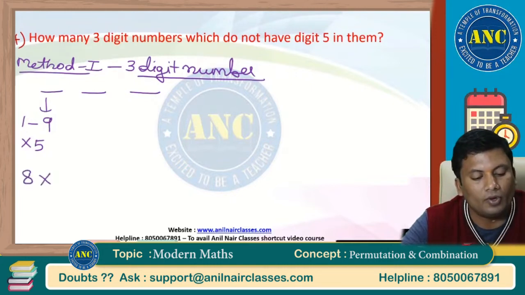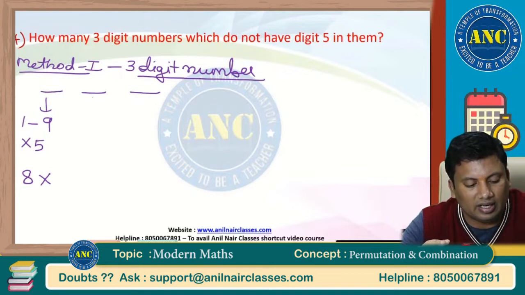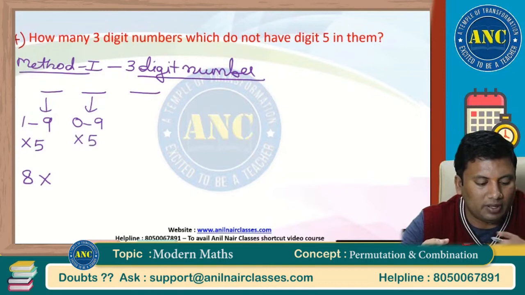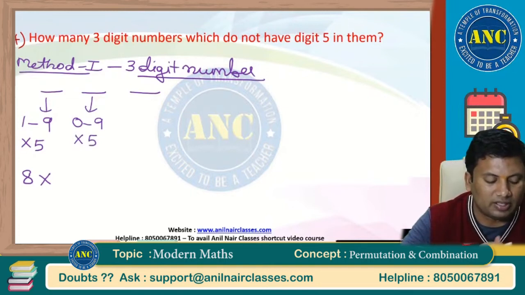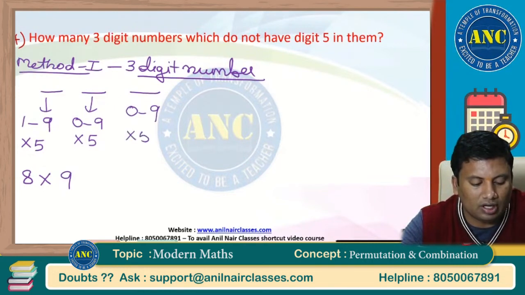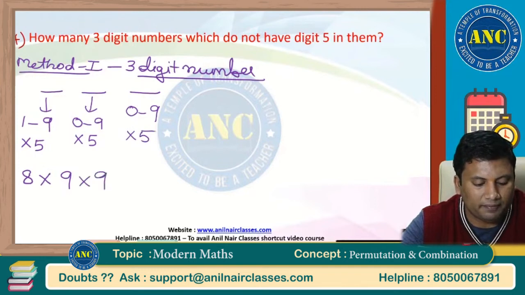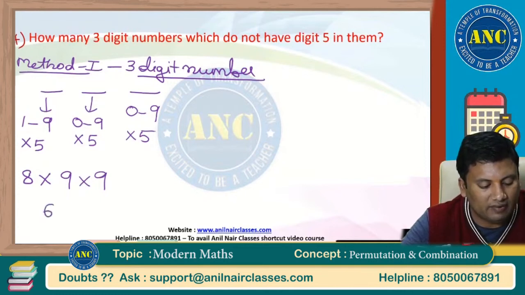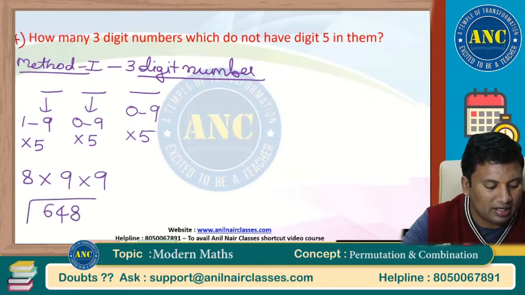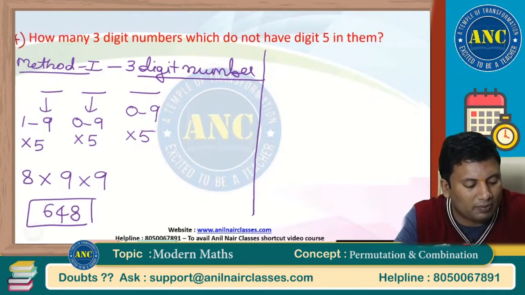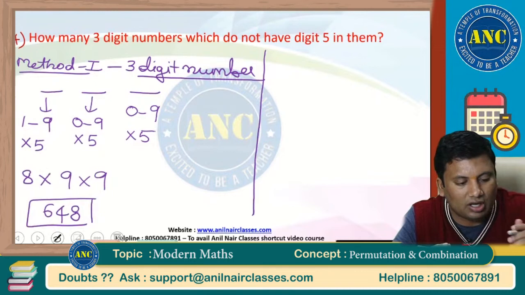Out of 10 digits, from 0 to 9, 5 should not be present, which is 9. Here again 0 to 9, 5 should not be present, again 9. The answer is 8 times 81, which is 648. Digit 5 should not be present.